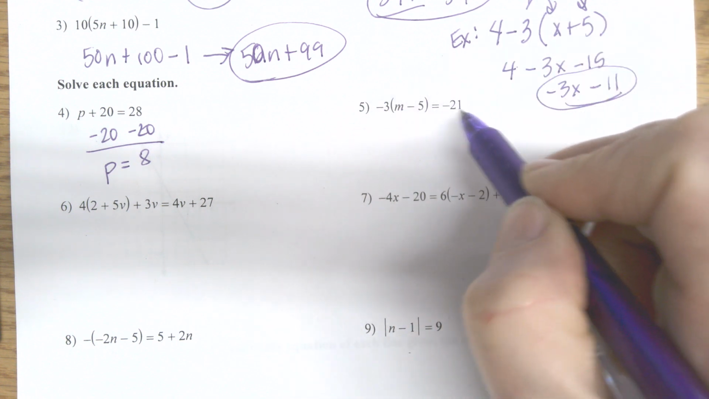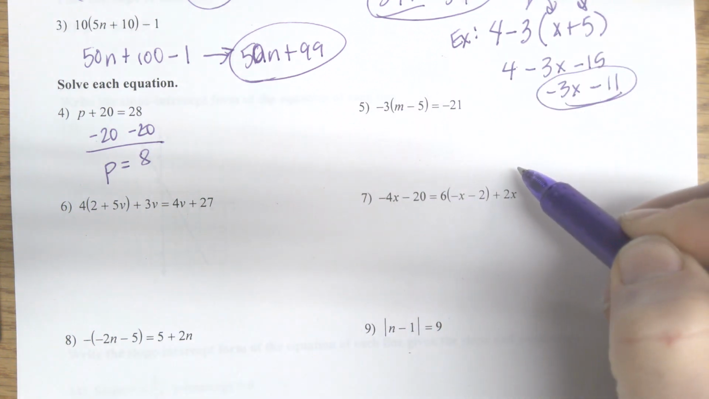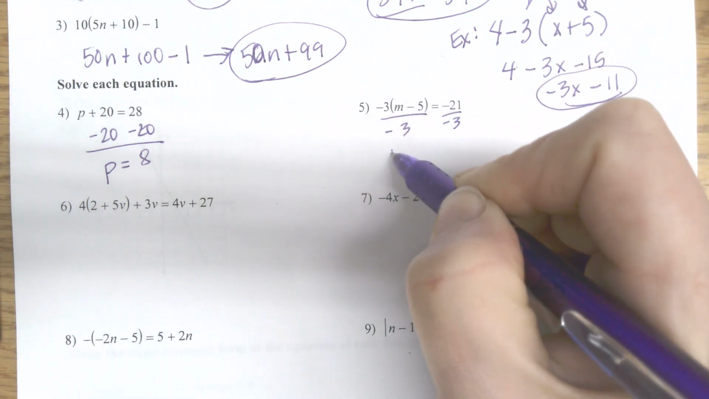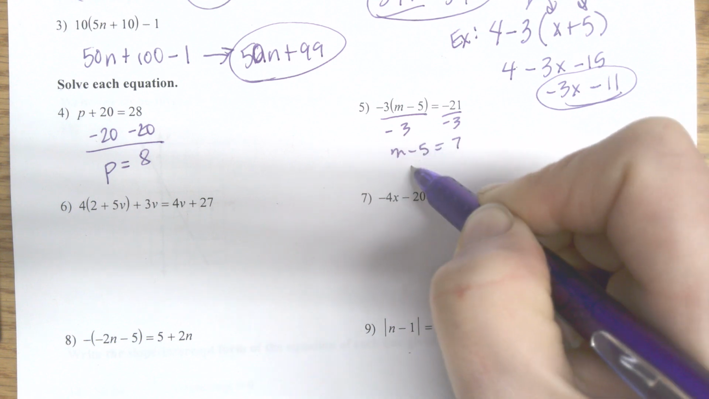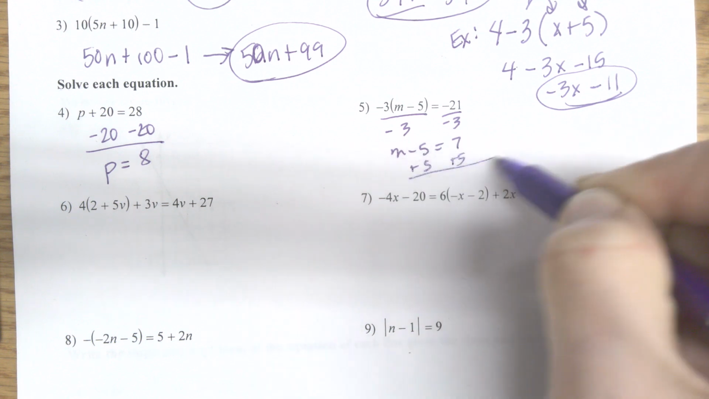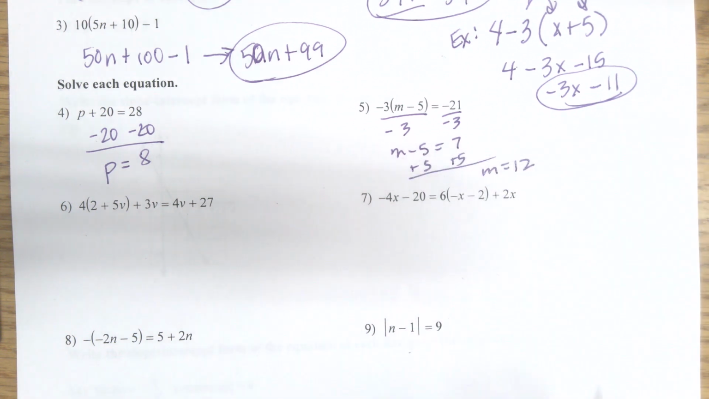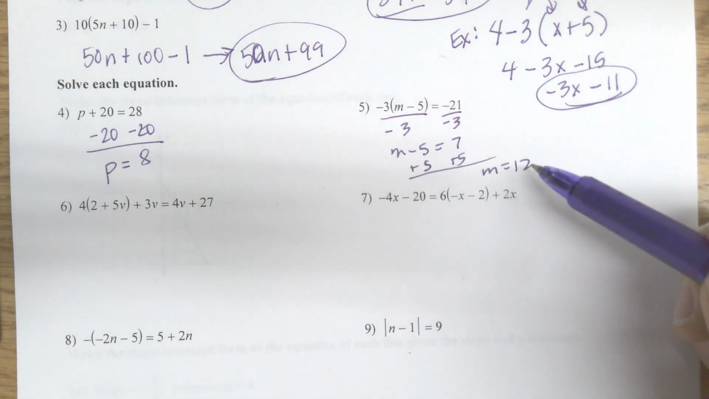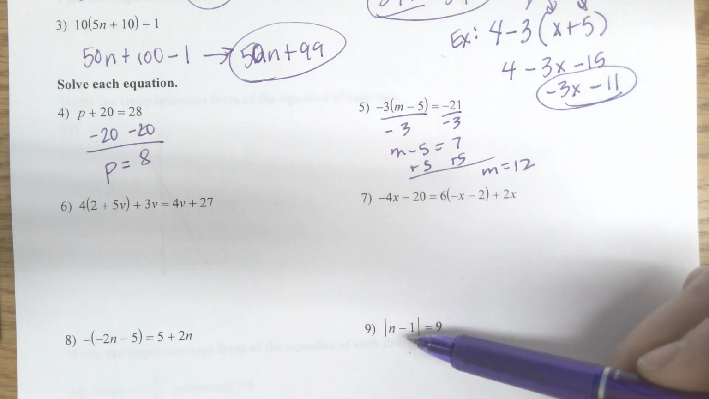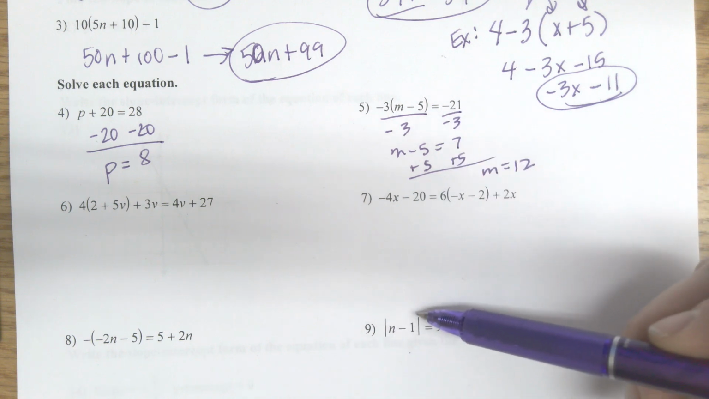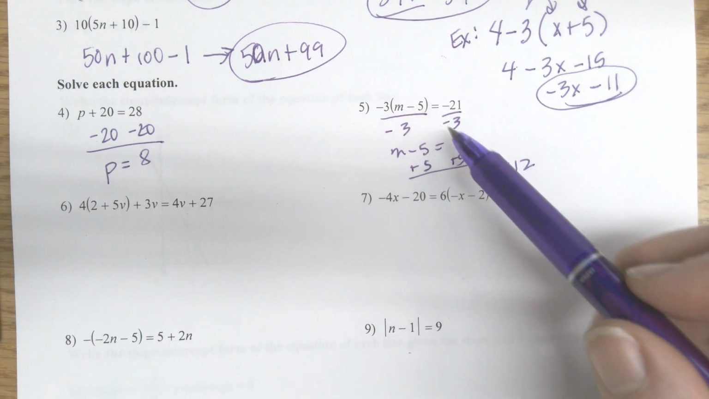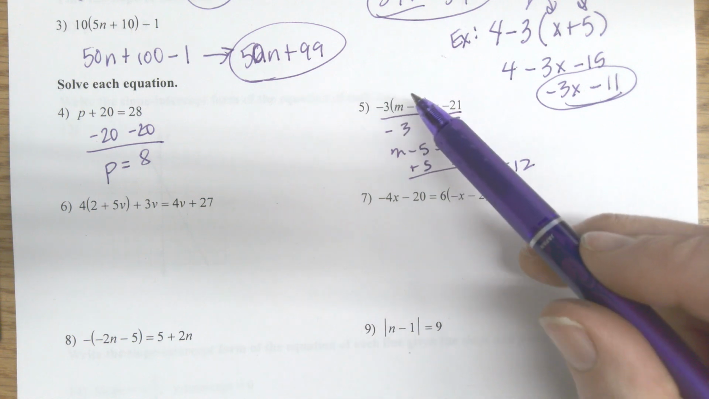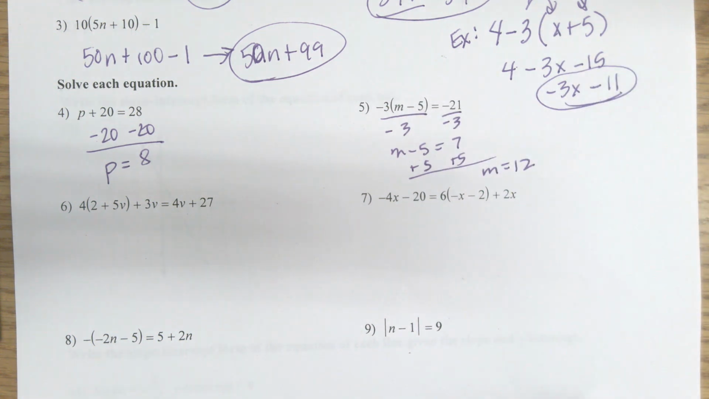When we see problems like these, we have two choices. Either I can distribute it through and then solve, or I can divide the negative 3 out and then solve. So I'd get m equals 12. Either method is fine, distribute and then solve, or divide it out and then solve. It's just that I have to be careful when I get to absolute value problems that I don't distribute into the absolute value, because that can't be done.